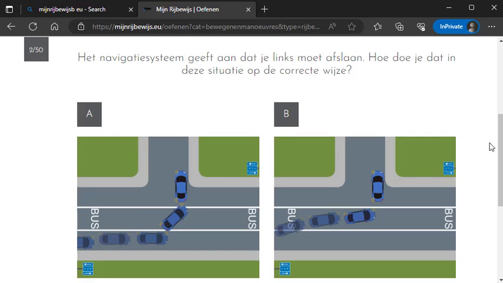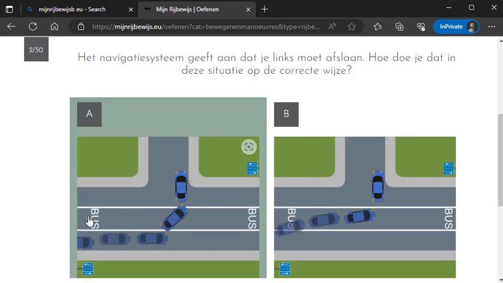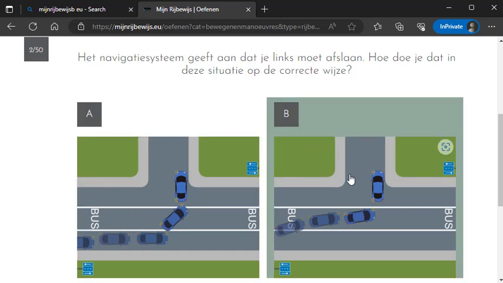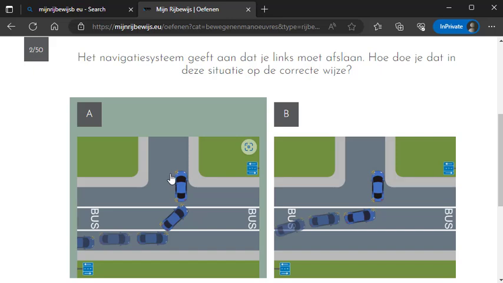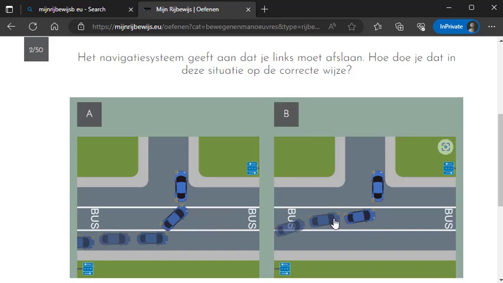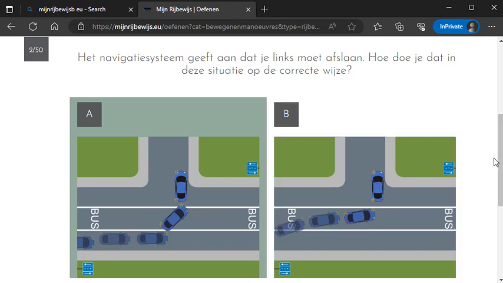So the question is, you must turn left here. What is the right way to do it? Option A or option B? The correct answer is option A, because there is a bus lane. You are not allowed to continue driving on the bus lane. Option B says that you can drive on the bus lane and then turn left. No, this is not allowed.